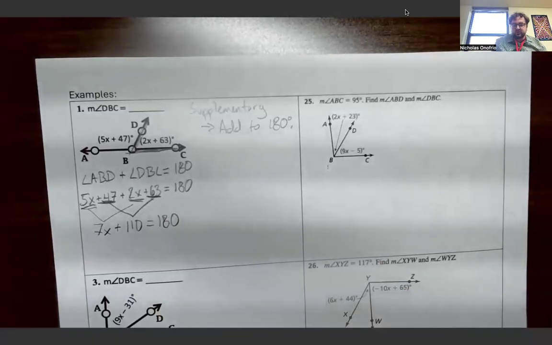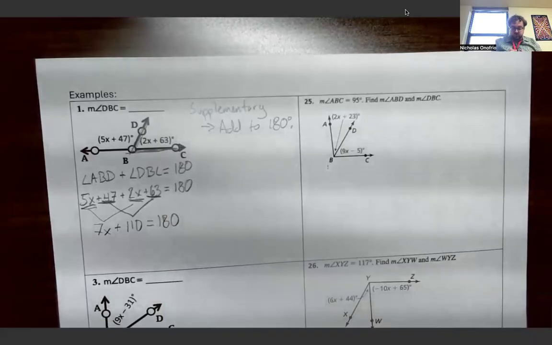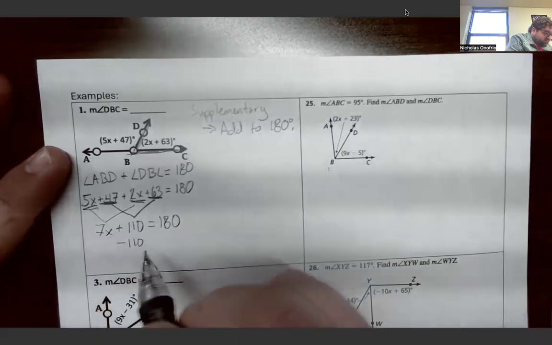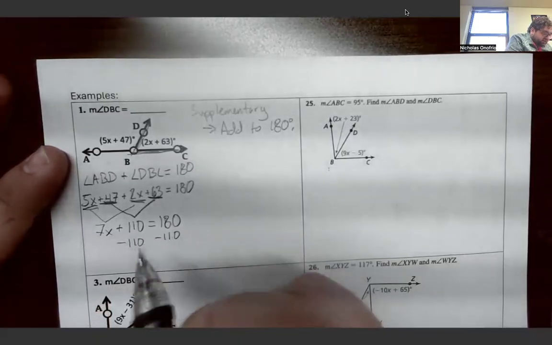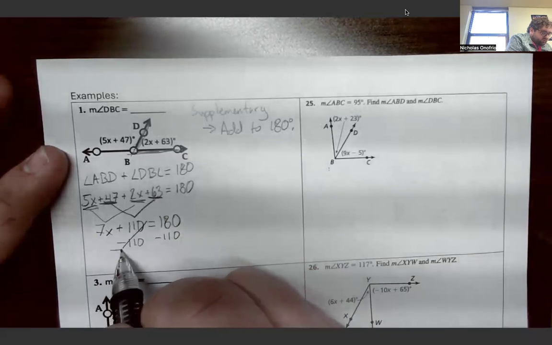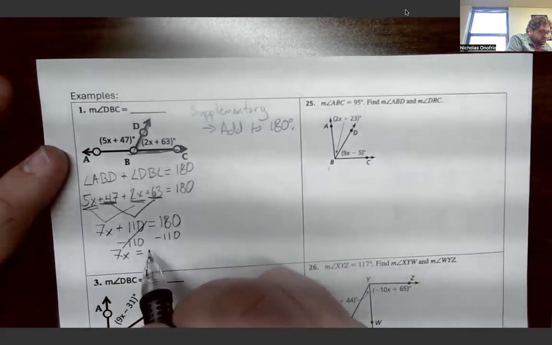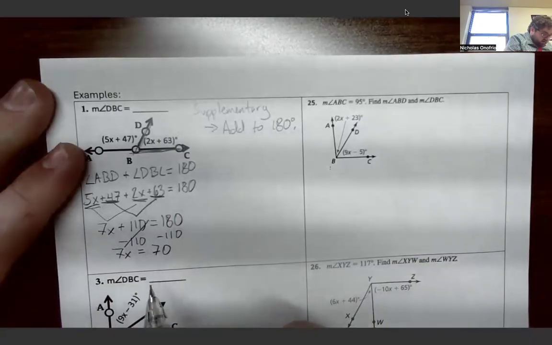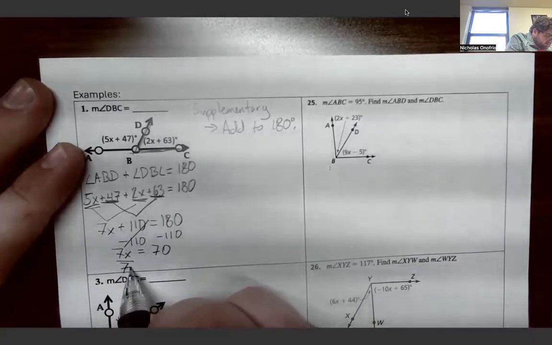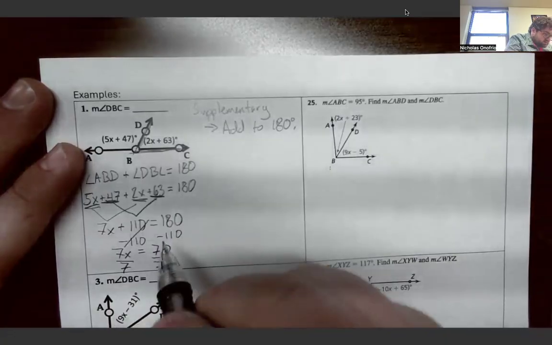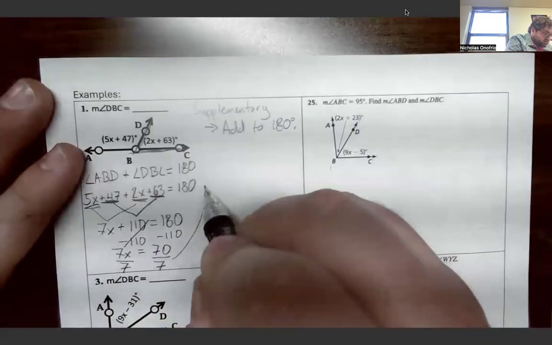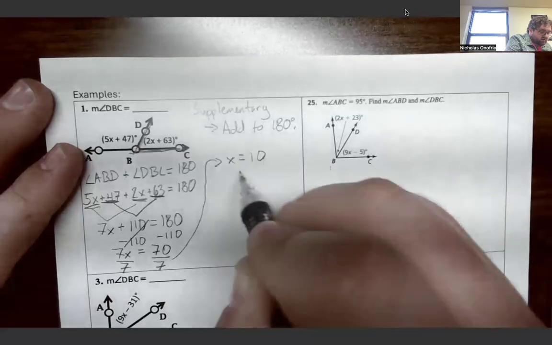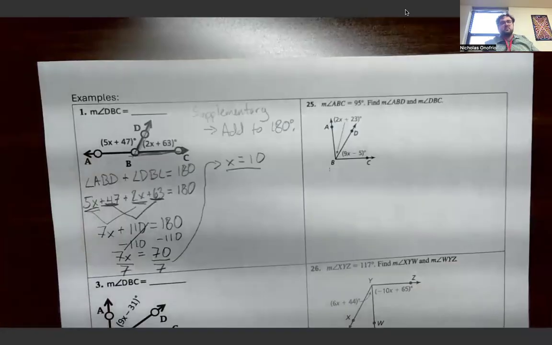All right. Now this looks just like those equations we solved the second week of the quarter, right? Easy. We subtract 110 from both sides, trying to cancel it out. We're left with 7x equals 70. We divide both sides by 7. And it leads us to x equals 10.